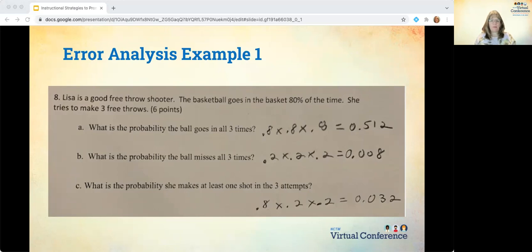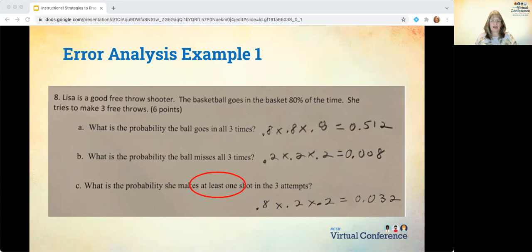So this is a binomial probability situation. The probability of success is 80%, the probability of failure is 20%, and we have a fixed number of trials. Parts A and B are correct. Where the error occurred is in part C, where the student misunderstood at least 1 as exactly 1 and exactly 1 on the first attempt. So the probability that's shown is the probability of a success followed by 2 failures.